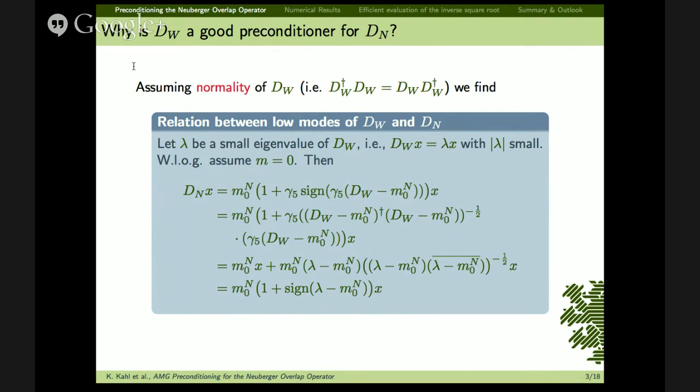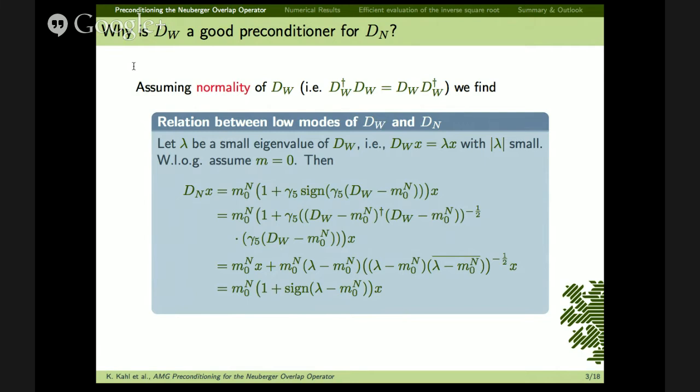So let's assume this is the case. If the operator is normal, another equivalent formulation is that it's orthogonally diagonalizable, so it has an eigendecomposition with orthonormal eigenvectors. Because of this, you can get a relation between the eigenvectors and eigenvalues of the Dirac-Wilson discretization and the Neuberger operator formulated based on it. It's straightforward. Let lambda, small or large, it doesn't matter, be an eigenvalue of your Wilson operator, with associated eigenvector x, so that D_W x equals lambda x.